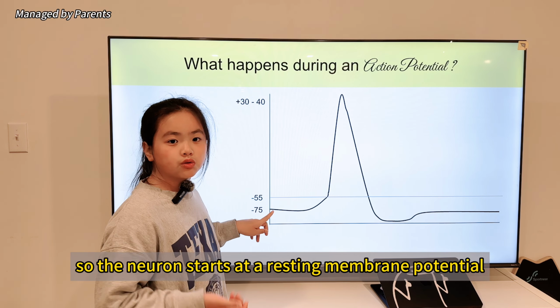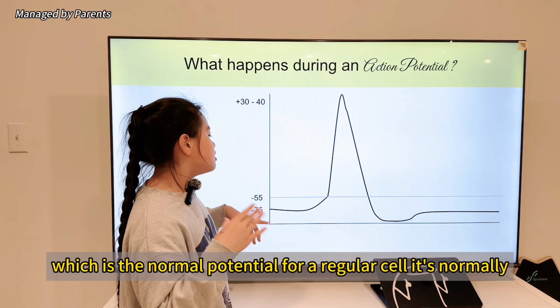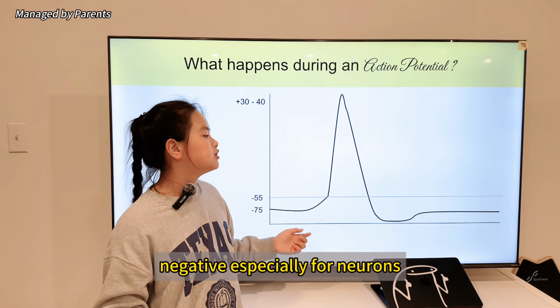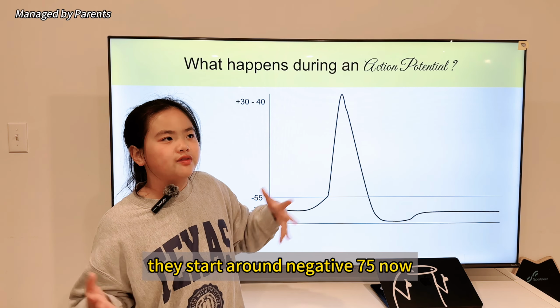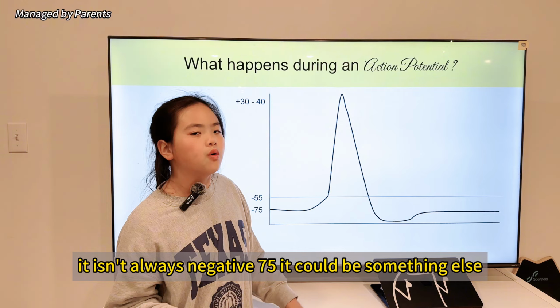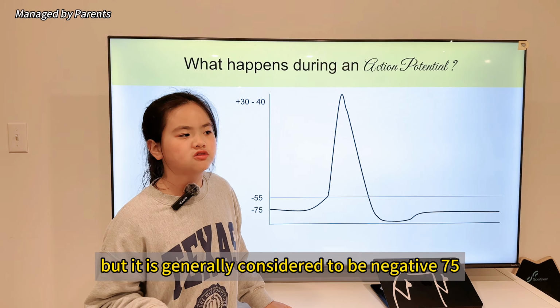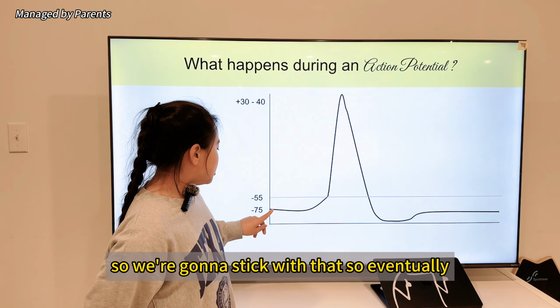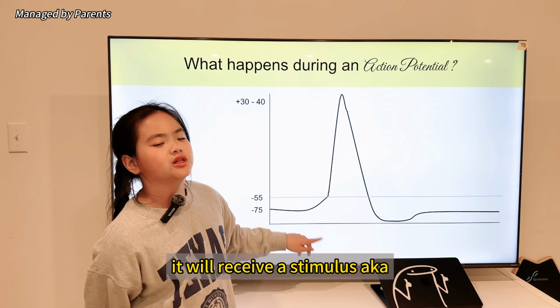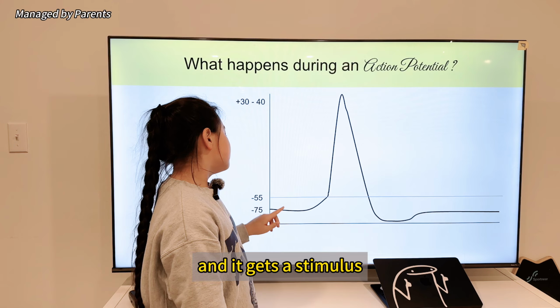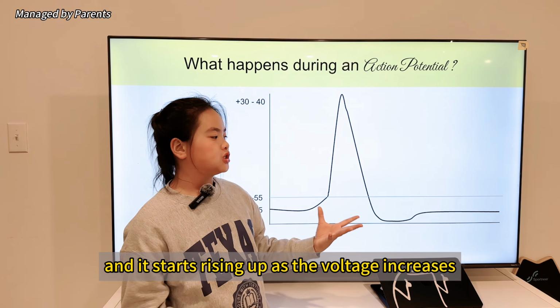So the neuron starts at a resting membrane potential, which is the normal potential for a regular cell. It's normally negative, especially for neurons. They start around negative 75. Now, it isn't always negative 75. It could be something else, but it is generally considered to be negative 75, so we're going to stick with that. So eventually it will receive a stimulus, a neurotransmitter, when it binds to the receptors, and it starts rising up as the voltage increases.